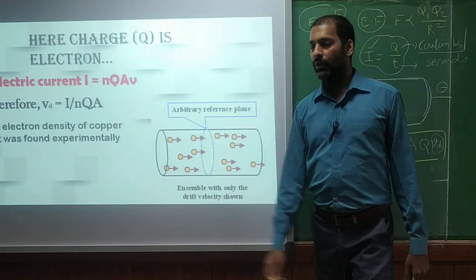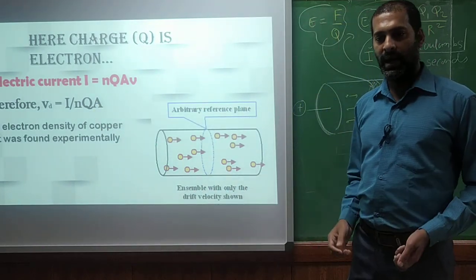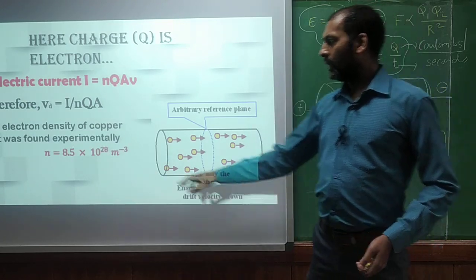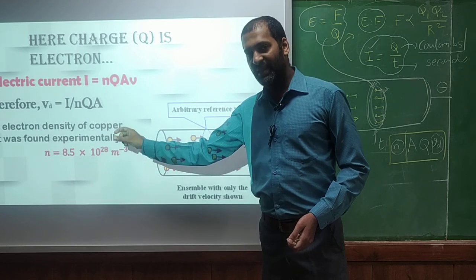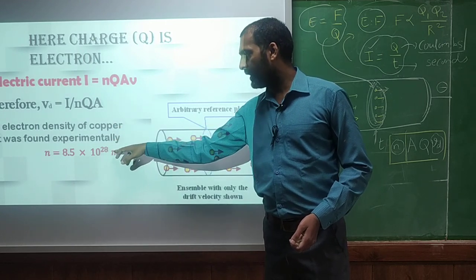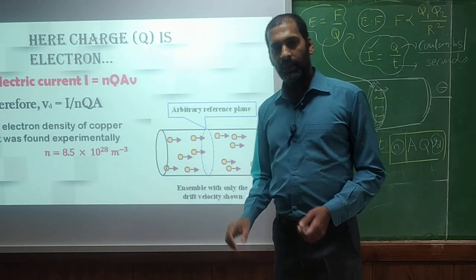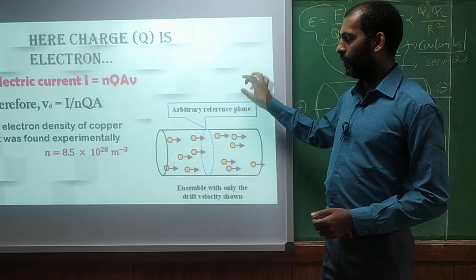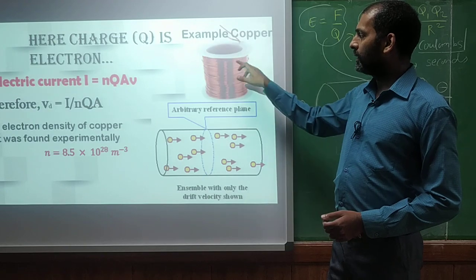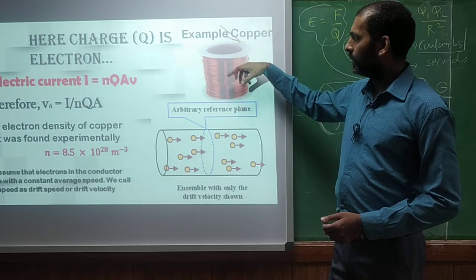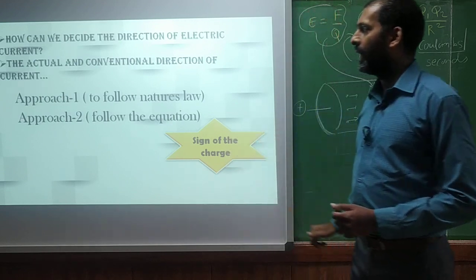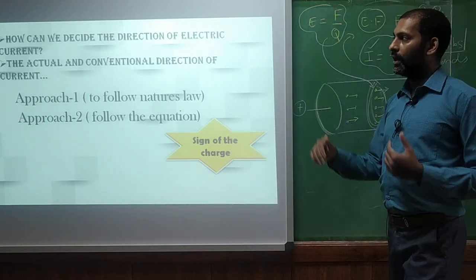If you take the example of copper, copper is a wire. Usually you might have seen the value for copper. The electron density in copper is 8.5 into 10 to the power 28. That is an experimentally calculated value, and it is a constant value for copper. So this is the copper, it looks something like that, and that particular value we have to keep in the example. Then we will move to our other remaining questions.